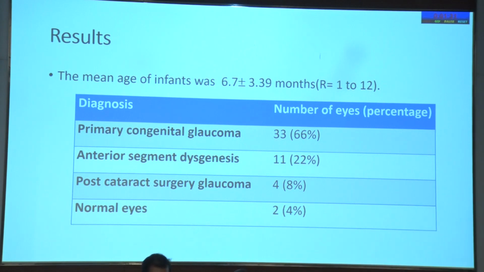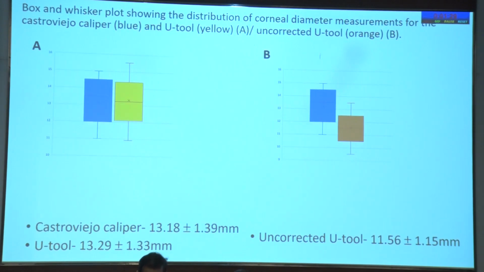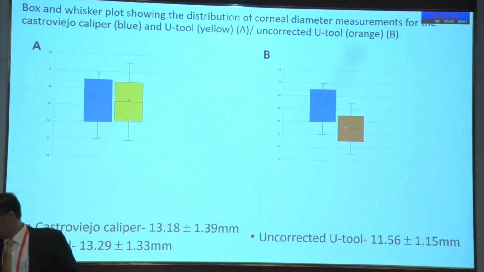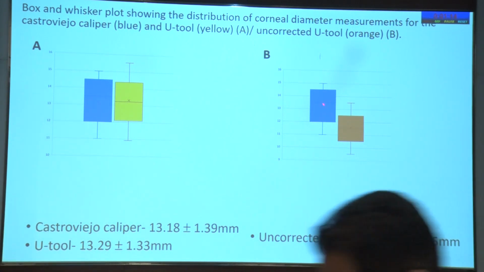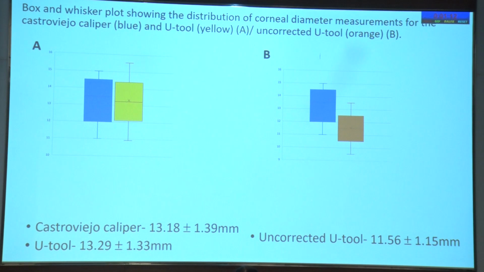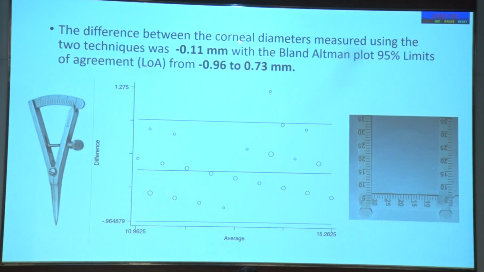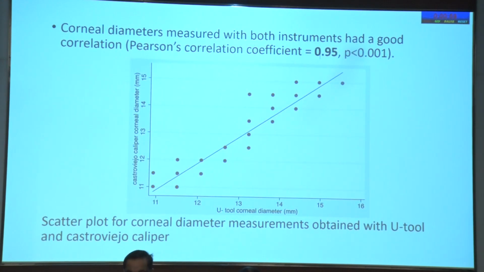Most of the patients were having primary congenital glaucoma. This shows that the corneal diameter measured with the Castor caliper and U-tool were almost similar. If we didn't apply the correction factor, the diameter using the U-tool was 1.5 mm lesser compared to that of Castor caliper diameter. The difference between the corneal diameter using two techniques was minus 0.1 mm with a narrow Bland-Altman plot, 95% limits of agreement. It had a good correlation.